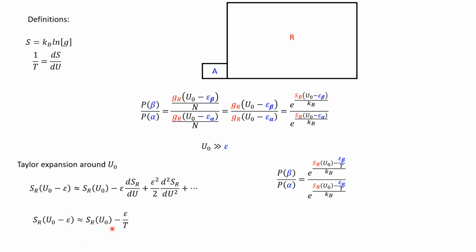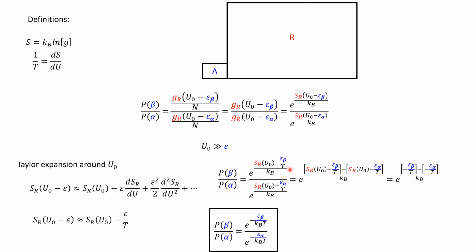Okay, so using the Taylor expansion retaining only the first order term, this term is reduced to this, and this term is reduced to this. So now we move this exponential to the numerator, then it picks up this negative sign. These two terms cancel each other. We end up with these two terms, then we move this part back to the denominator. We end up with this expression giving the ratio of the probability of finding system A in the state beta to the probability of finding system A in the state alpha.